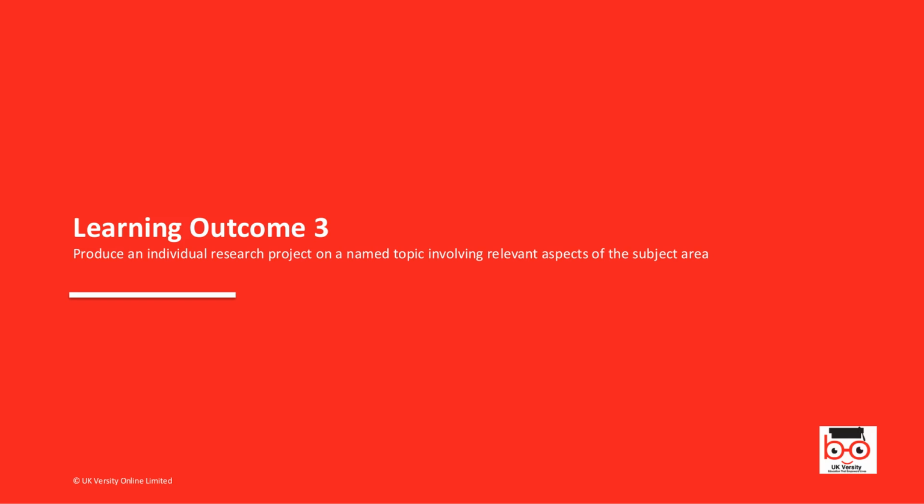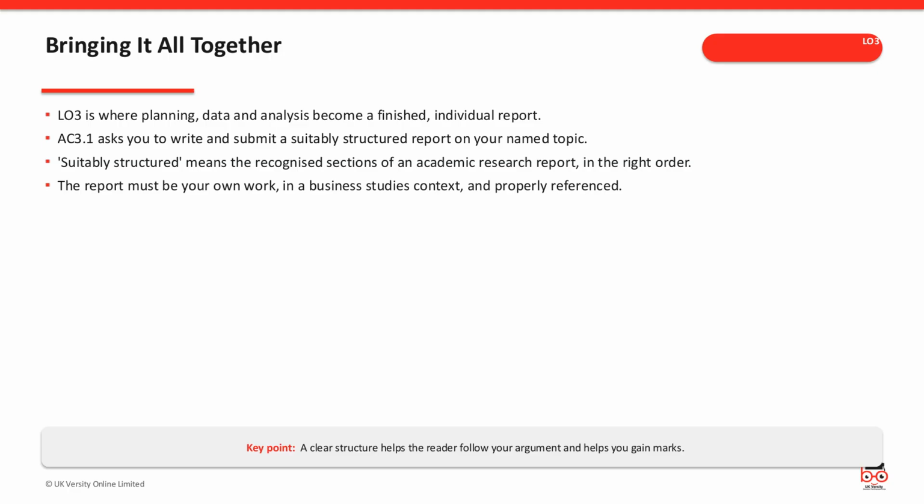Welcome to the final learning outcome, where everything you've planned, collected, and analysed comes together as a finished report. We'll walk through how to structure that report on your named topic and how to write it to a proper academic standard. This is the stage where planning, data, and analysis turn into a single, individual piece of writing.